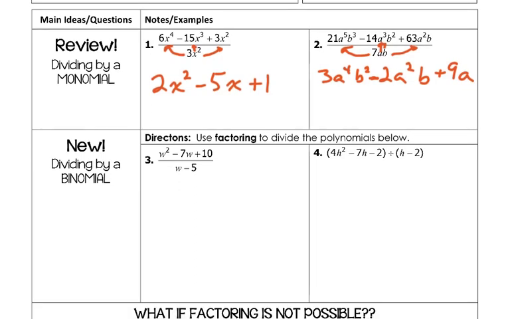Now we're doing something a little bit different here. We're dividing by a binomial. We've done this before, that's why it says review there. We've done dividing by a monomial. We have not yet done dividing by a binomial.